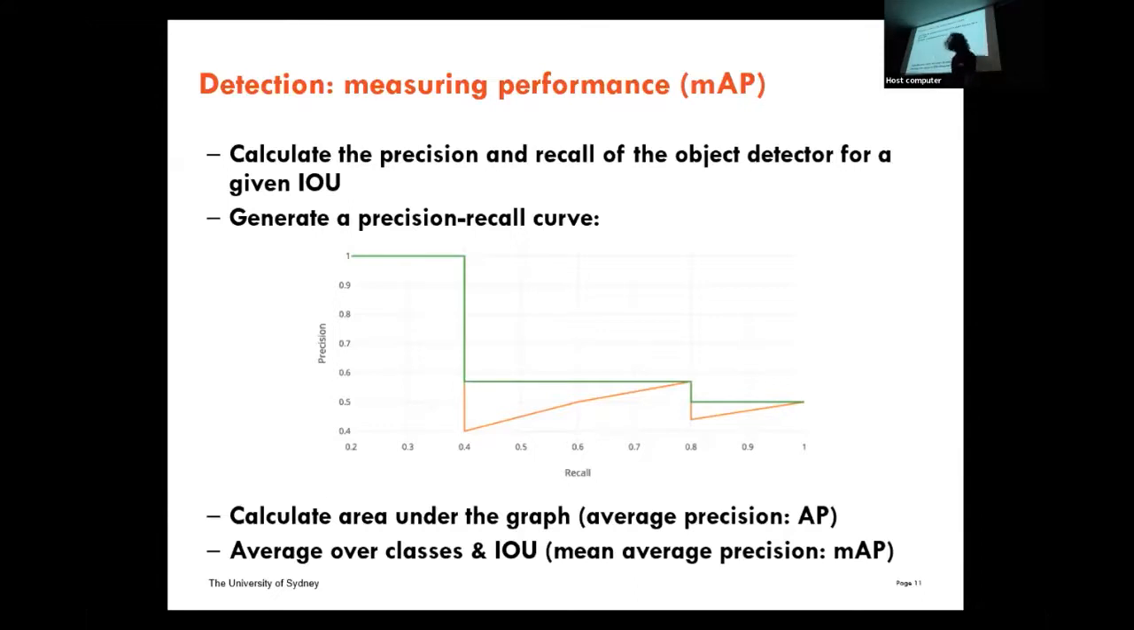Then we do this for every class and every IOU we're interested in, and that gives us the mean average precision. This is a little bit of a misnomer. It says average precision, right? But we are still using recall, so that can be misleading, but it does include both, which is quite a nice quality.